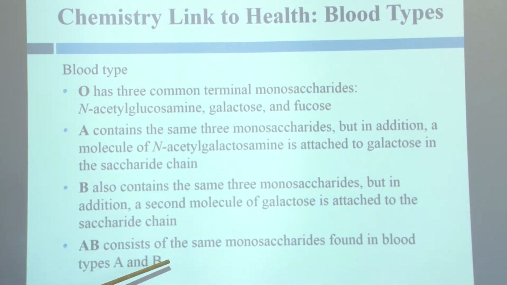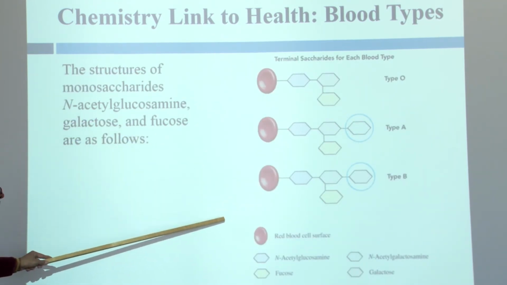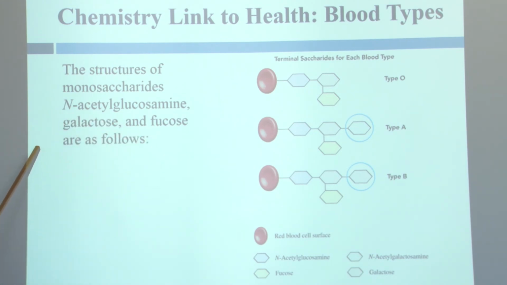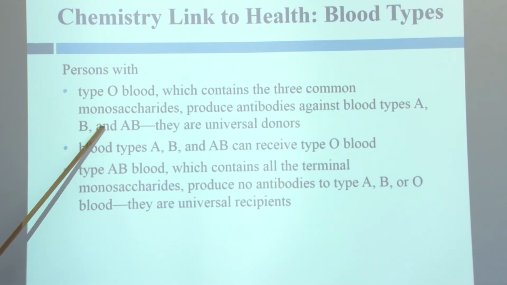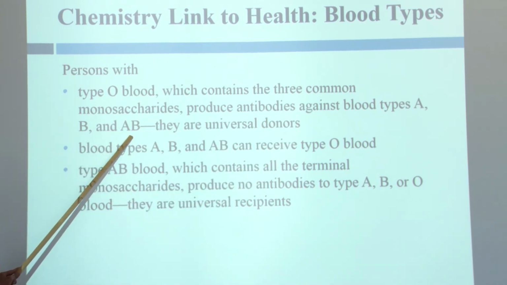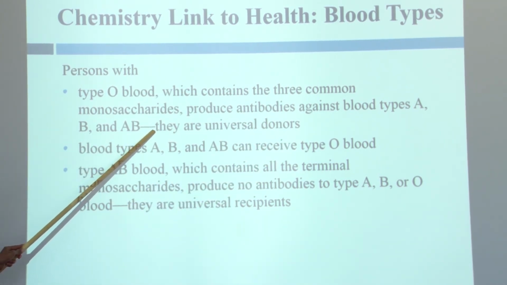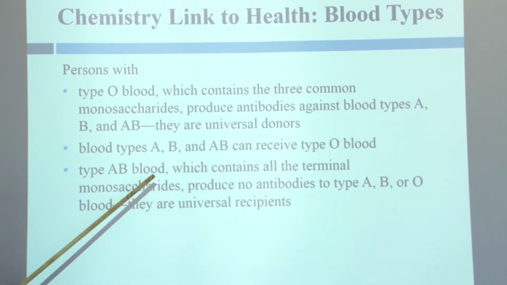So the sugar molecules make the difference. The second molecule of sugar makes the difference. So this is again the terminal saccharides that we discussed for each blood type. The persons with type O blood, which contains the 3 common monosaccharides, produce antibodies against blood types A, B, and AB, and therefore they are universal donors. Blood types A, B, and AB can receive type O blood.